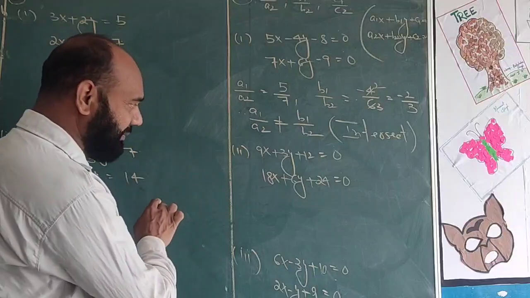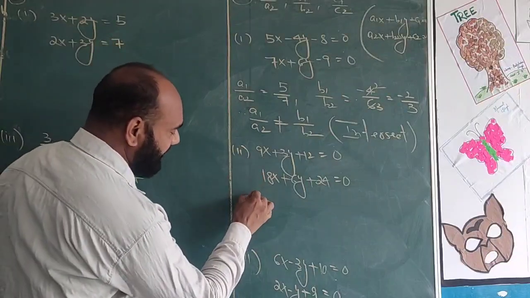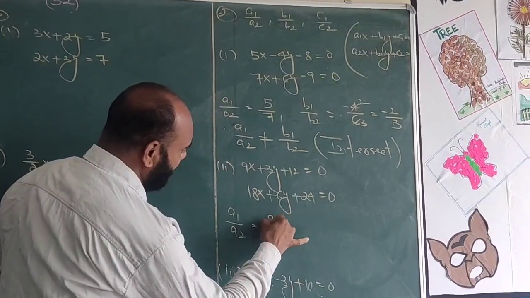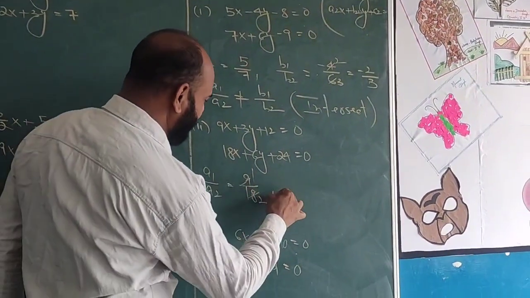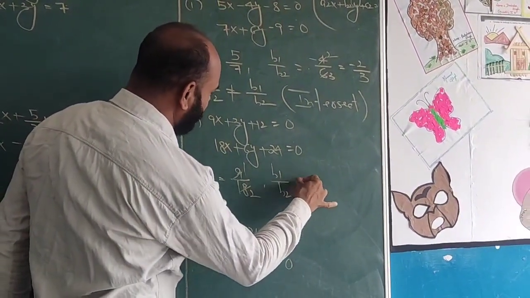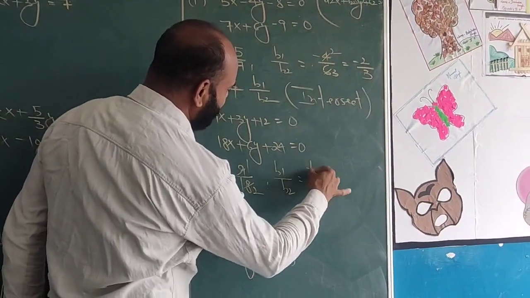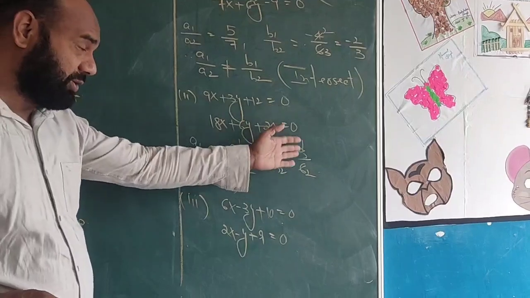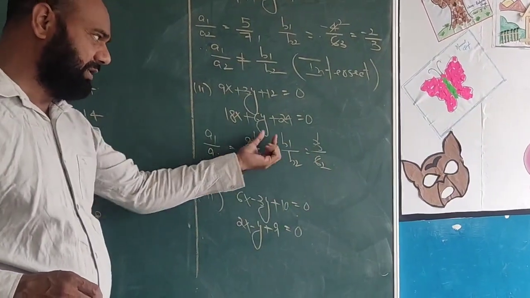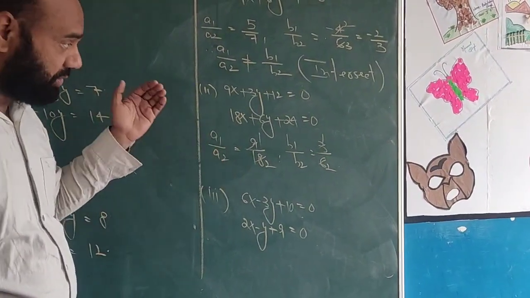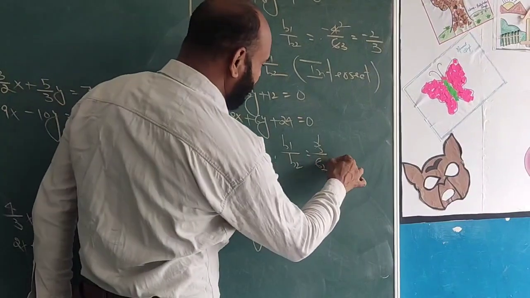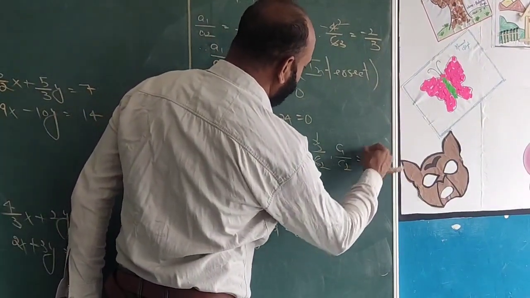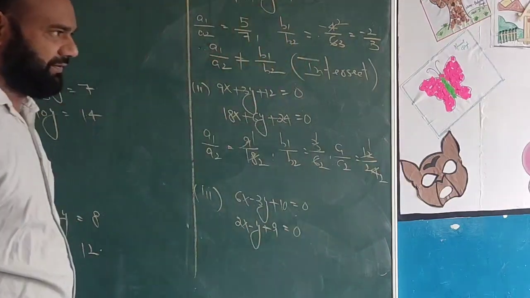Now we see the second part of this question. Again, A1 upon A2 is equal to 9 upon 18, and that will be 1 by 2. B1 upon B2 is equal to 3 by 6, which is also 1 by 2. So here we see 1 by 2 equals 1 by 2, meaning A1 upon A2 equals B1 upon B2. So here we need to find C1 upon C2. C1 upon C2 is 12 upon 24, which is also equal to 1 by 2.